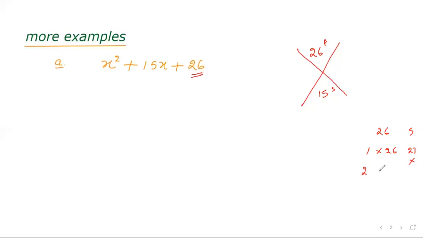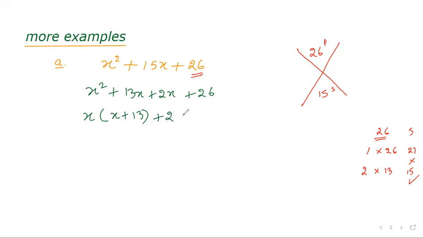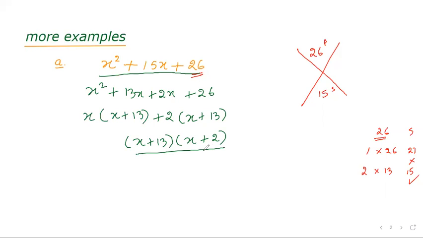Then we think the next number is 2. So 2 into 13. Yes, the product is 26 and the sum is 15. So this is the right choice. We'll write here x square plus 13x plus 2x plus 26. So the middle term is split into two numbers, 13 and 2. We take x common and we get x plus 13 here. Then we take 2 common and again we get x plus 13 here. With x plus 13 taken common, we are left with x plus 2. So the two factors for the above polynomial are x plus 13 into x plus 2, right?